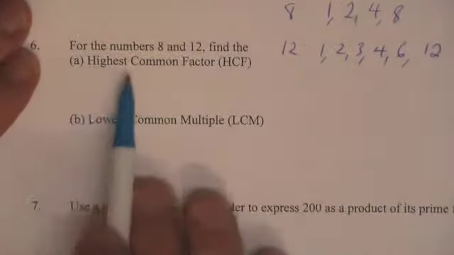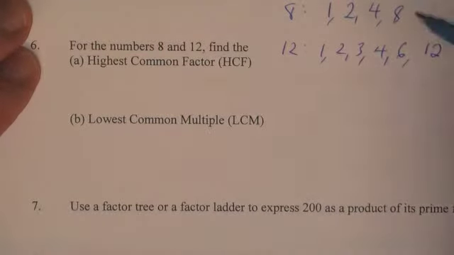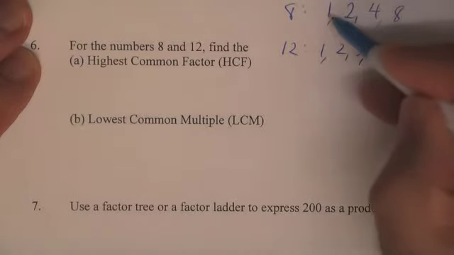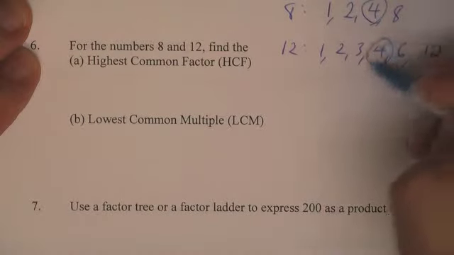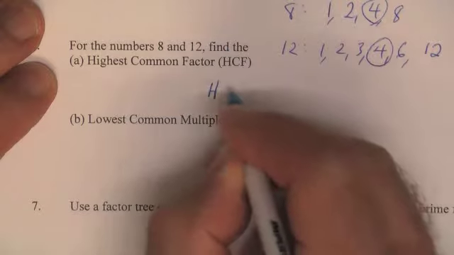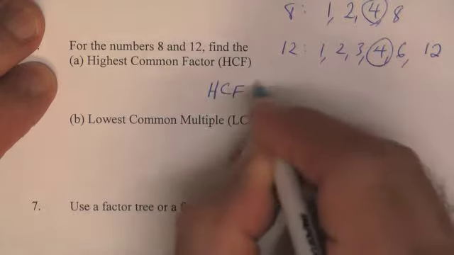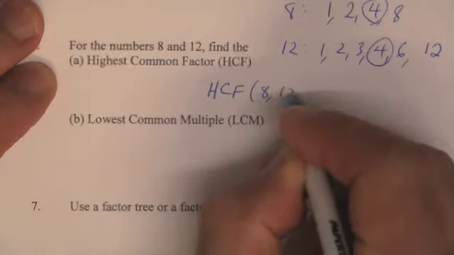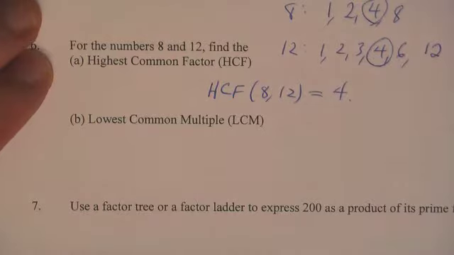Now we've got the factors. The question says find the highest common factor. The highest number they have in common: they have 1 and they have 2, but 4 is the highest common factor. So the HCF of 8 and 12 is equal to 4.